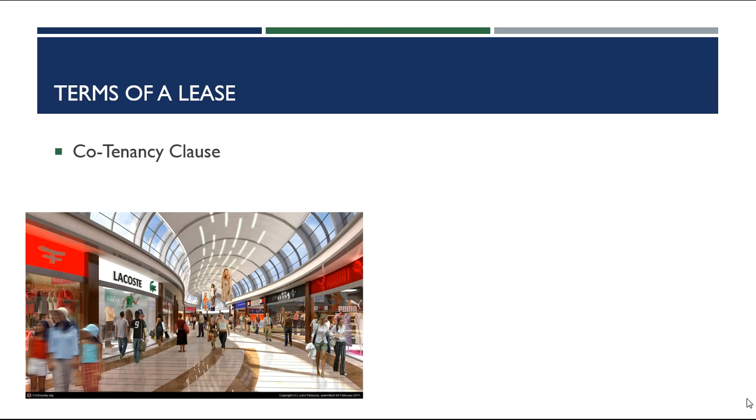So Gap might say, we're only going to open in this shopping mall if you also have a Banana Republic, an Abercrombie, a Macy's, etc. And again, it's making sure that that cumulative attraction is there to help with the drawing power. So that's the co-tenancy clause.